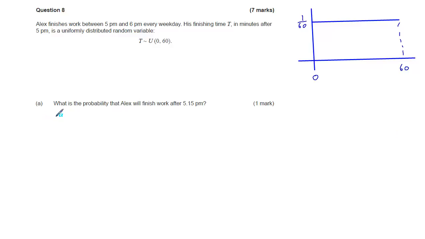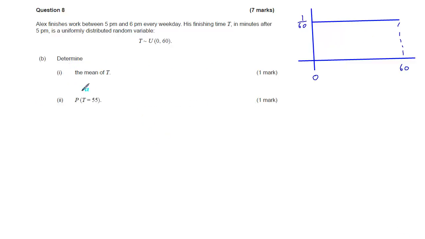So, in part A, what is the probability that Alex will finish work after 5:15? That's 15 minutes after 5 o'clock. We know that 15 is a quarter of 60, so after 5:15 is going to be 3/4, because the 15 splits the area into a quarter and 3/4, so that's just going to be 3/4.